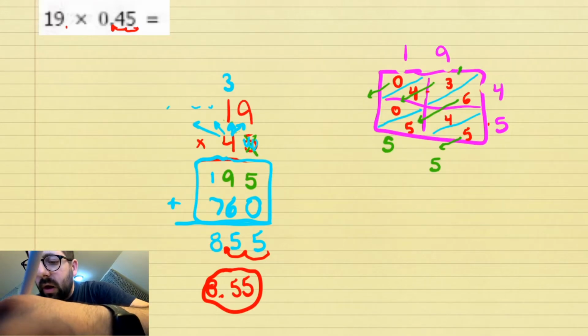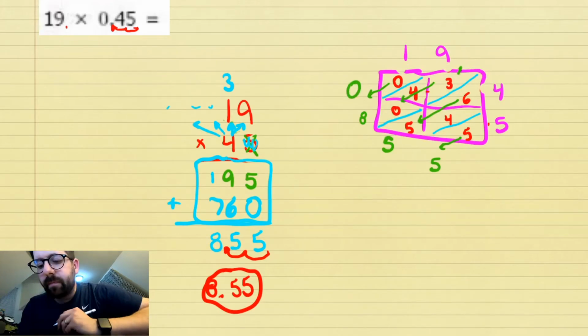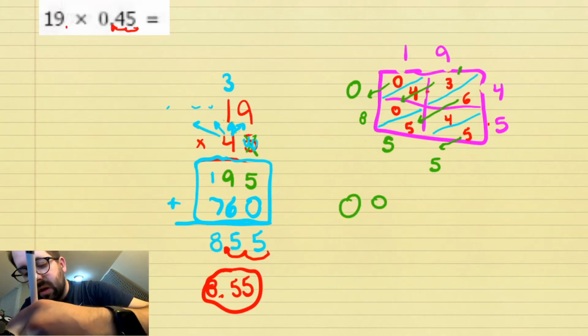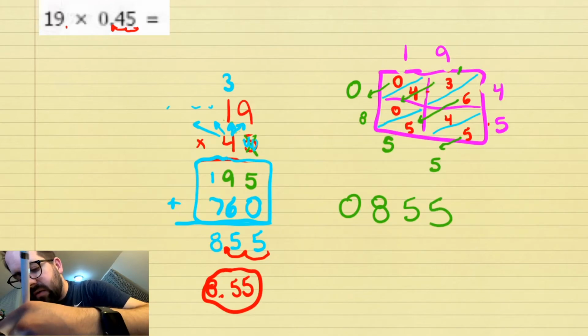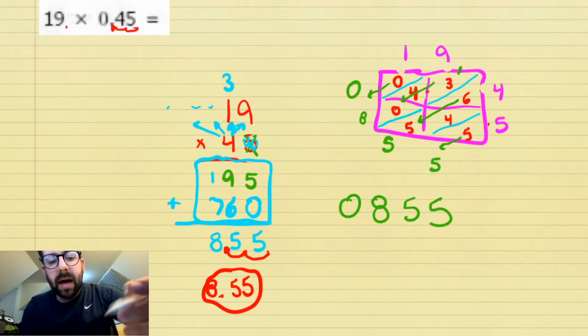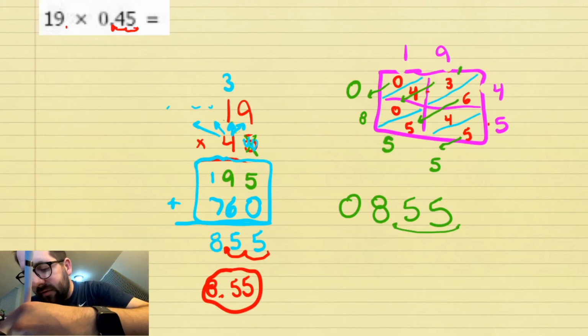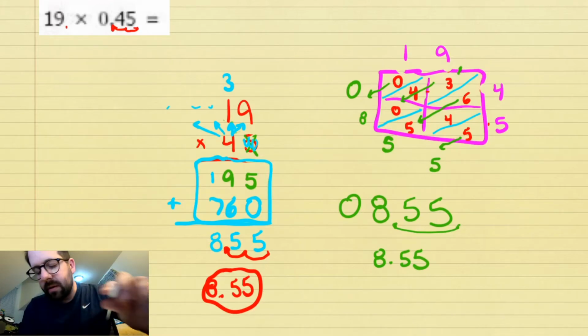1, 3, and 4, and a 0 makes 8. And then I have a 0 out front. All right, because I'm just adding the numbers diagonally as I go. And then so this number is 0855, right? And then I just have to go back to the original problem, look how many decimal places there were. There were 2 decimal places. And I fill in my 2 decimal places, and it ends up being 8.55 again.